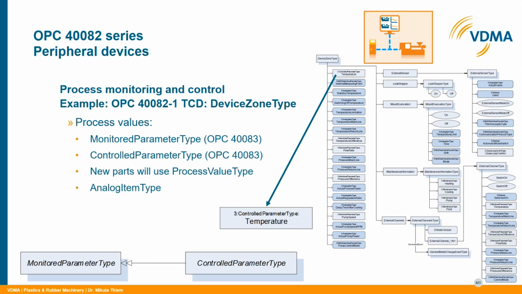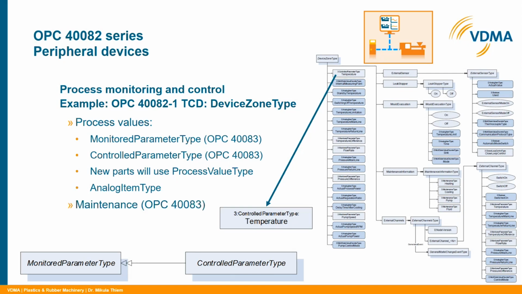And for all who are familiar with OPC UA for machinery, you will know that this is very similar to the new process value type in OPC UA for machinery part 2. And for that reason, in every new part, we will use the process value type for these process monitoring and control parameters. And then there are also other parameters where only one single value is relevant, like the standby temperature or actual regulation ratio. And for these variables, we use the analog item type. And in new parts, we will use subtypes of that, like the analog unit type or the analog unit range type.